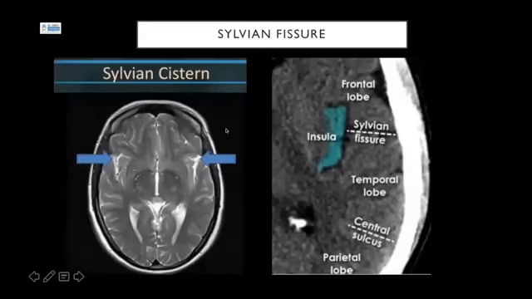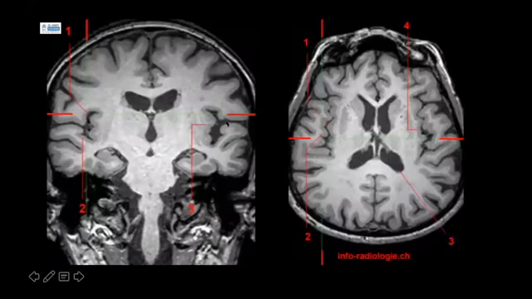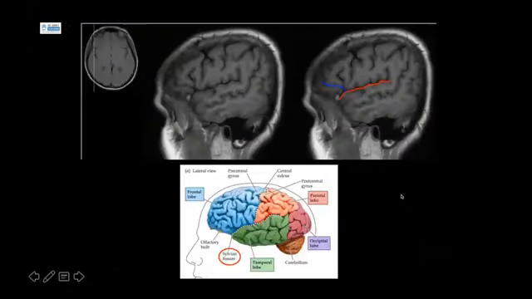We previously mentioned the Sylvian fissure. Just to show you this again, it separates the frontal lobe from the temporal lobe. And as mentioned in the previous slide, the insular cortex lies immediately deep to the Sylvian fissure. And this is it on the coronal image, which again could easily be asked, and an axial MRI image. And this is just to highlight the Sylvian fissure on a sagittal image.